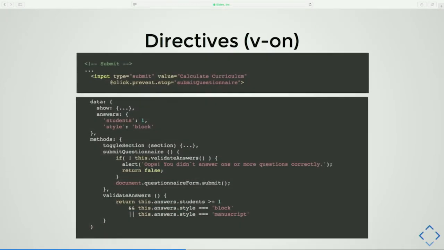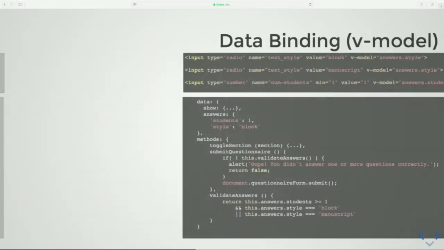Since vOn is such a common directive, it actually has a shorthand version using just the @ symbol. So here we're using @click to capture the click on the submit button, and then we're passing it to the submit questionnaire handler so we can do some validation before submitting it. And we'll look at that in the next slide.